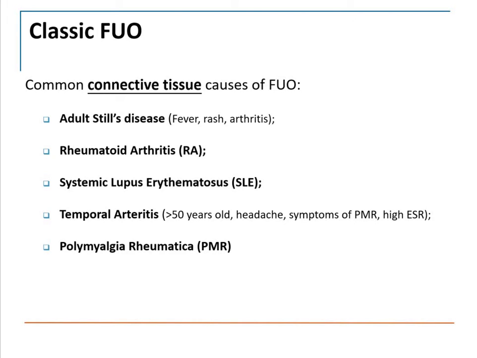Also rheumatoid arthritis, SLE, systemic lupus erythematosus, temporal arteritis, or Horton disease, Horton vasculitis, in patients older than 50 years with headache, anamnesis and symptoms of polymyalgia, and of course presence of a high level of ESR, and of course polymyalgia rheumatica.